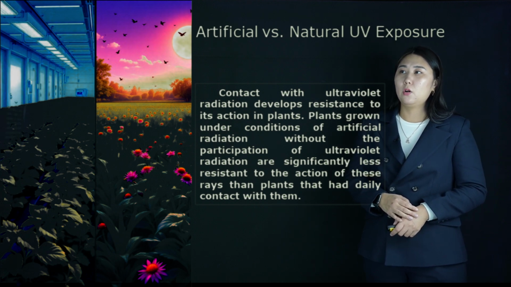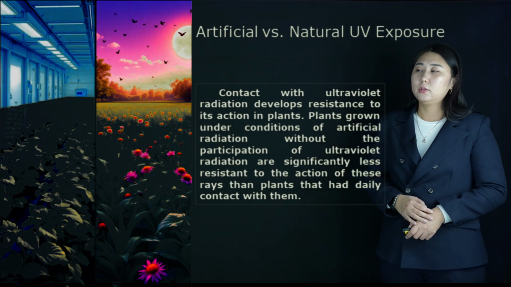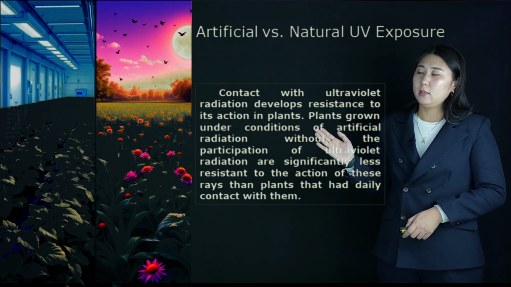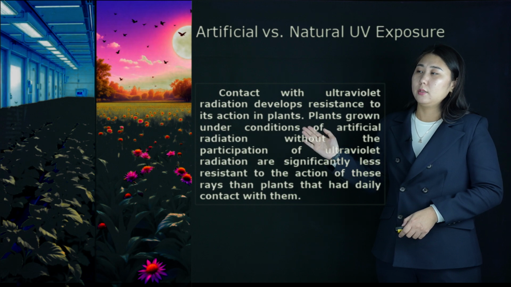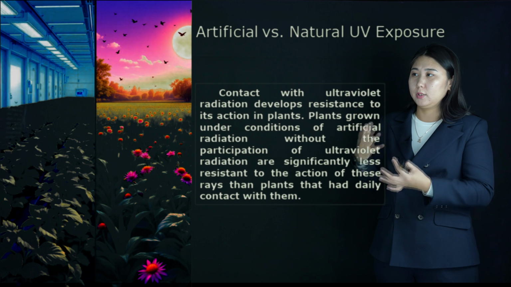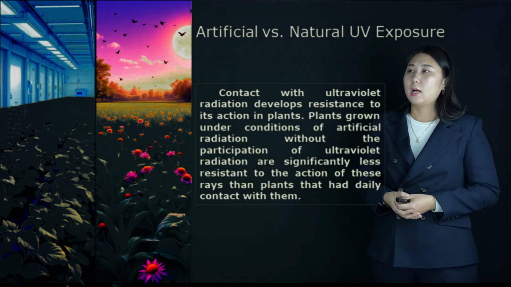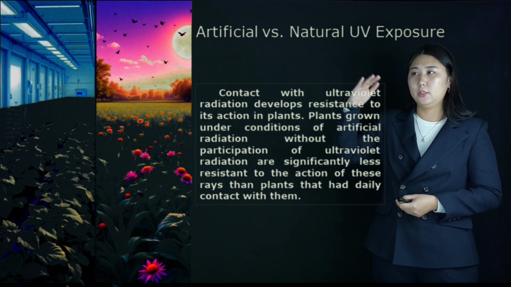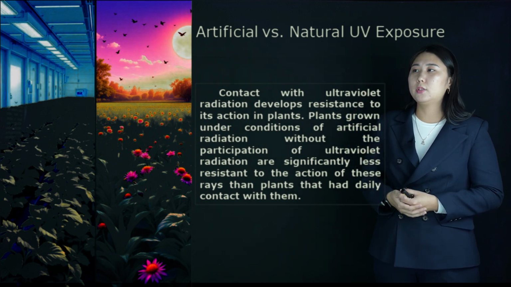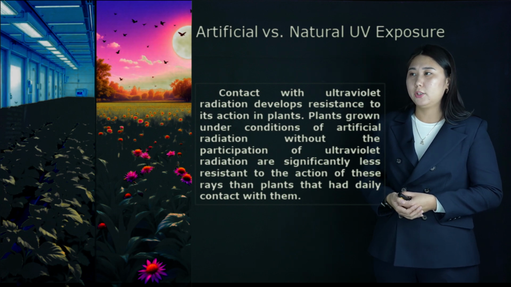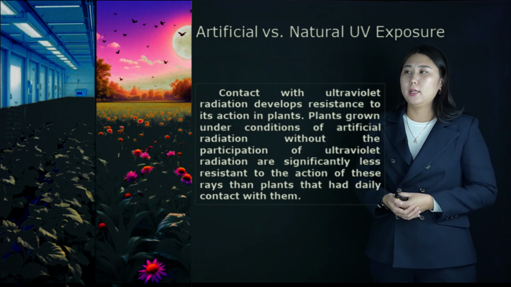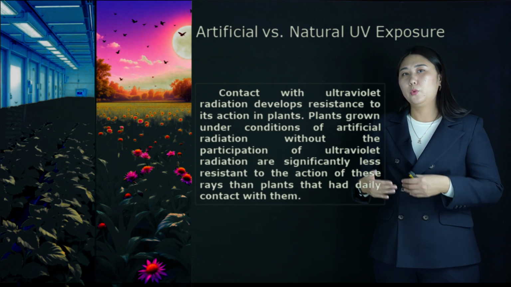Artificial and natural exposures. Contact with ultraviolet. In this picture you can see the natural ultraviolet solar radiation and the ultraviolet produced by humans. Contact with ultraviolet radiation develops resistance to its action in plants. Plants grown under conditions of artificial radiation without ultraviolet radiation are significantly less resistant to the action of the rays than plants in daily contact with them.